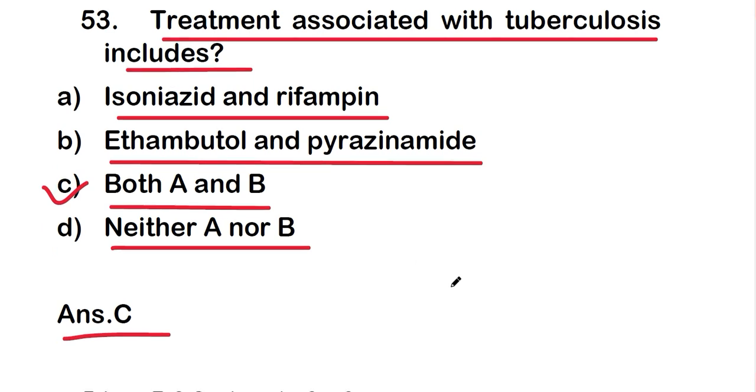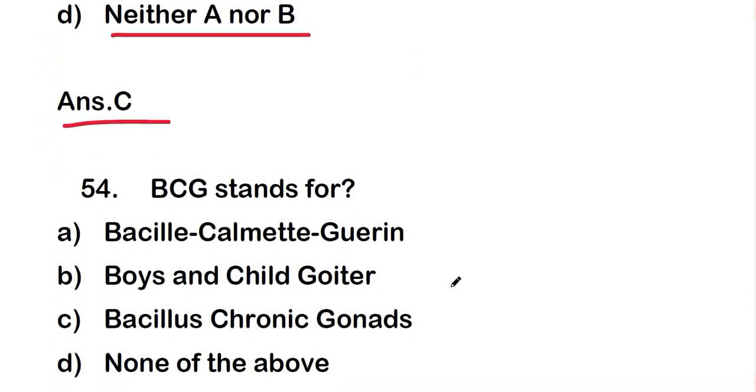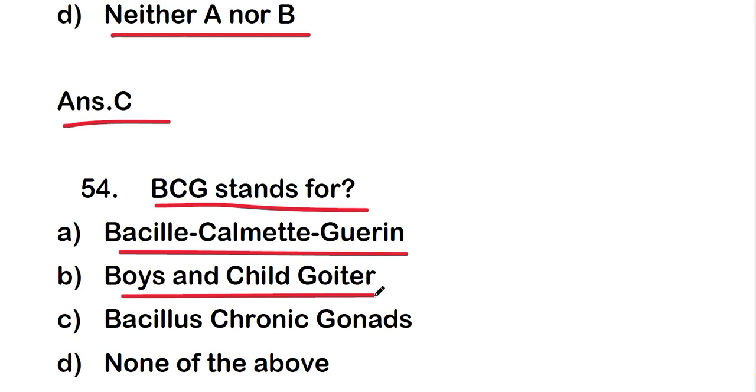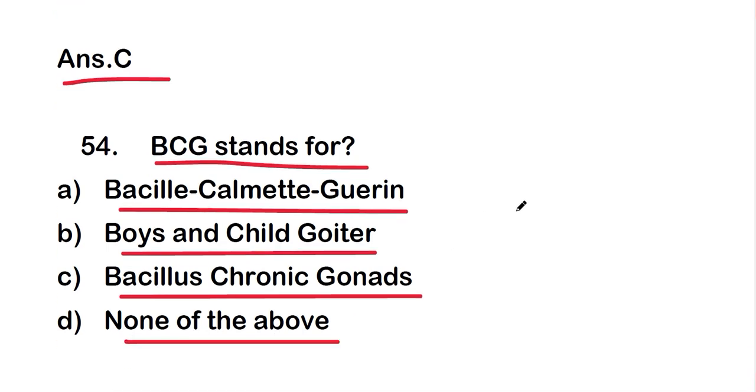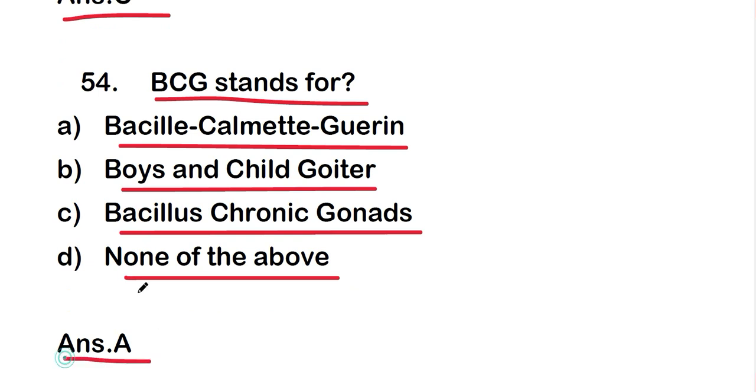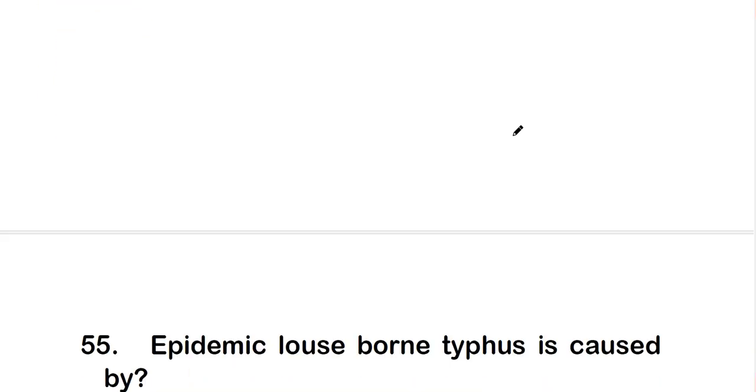Okay, so move on to the next question, question number 54. Question 54 is, BCG, a vaccine, stands for option A, Bacille Calmette-Guérin, or option B, Boys and Child Goiter, or option C, Bacillus Chronic Gonads, or option D, none of the above. And the right one about the BCG is option A, Bacille Calmette-Guérin.